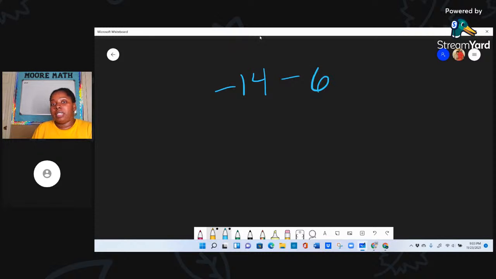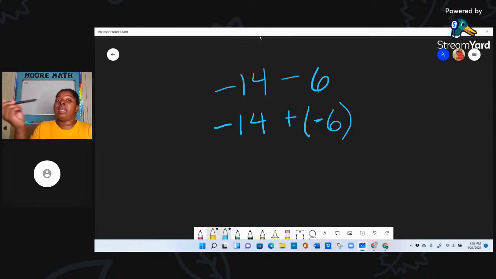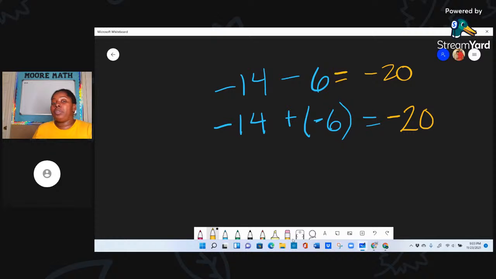-14 minus 6, okay? This is the same thing as -14 plus, what do I put next to the 6? Negative. -6, because both of these are going to make me go to the left. We're going down, okay? So what's the answer? -14 plus -6. 20. Positive or negative? Positive. I mean negative. Good. So -14 minus 6 is -20. It's the same thing as -14 plus -6.